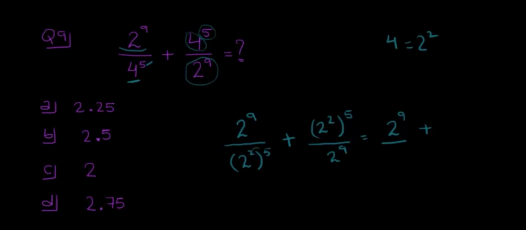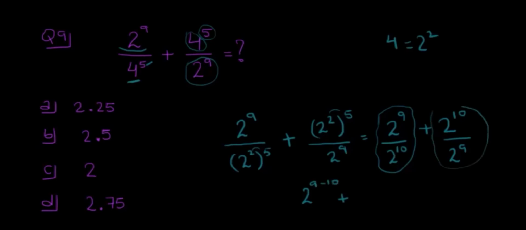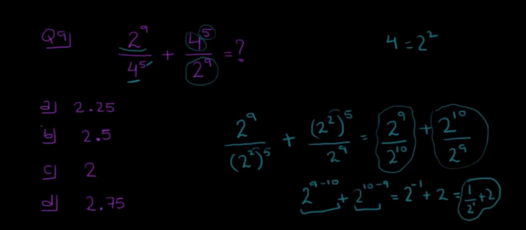2 times 5, 10, 2 to the power 10. 2 times 5, 2 to the power 10, over 2 to the power 9. What can I do over here? I would subtract the powers, so it's 2 to the power 9 take away 10, plus this part here is 2 to the power 10 take away 9. So I'm left with 2 to the power negative 1 from here, plus 2. 2 to the power negative 1 is the same thing as 1 over 2 to the power 1, which is 1 over 2, plus 2. Is that 2.5? That's 2.5, right? Which is option B. Done.